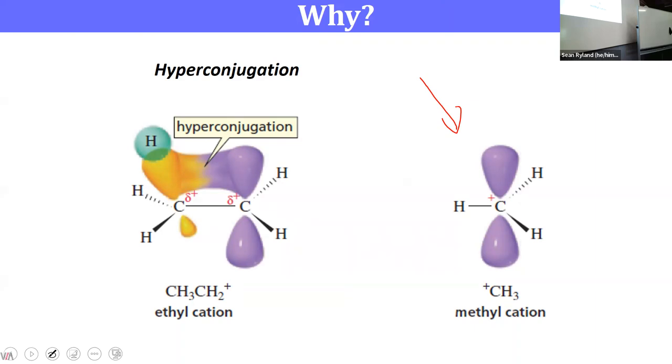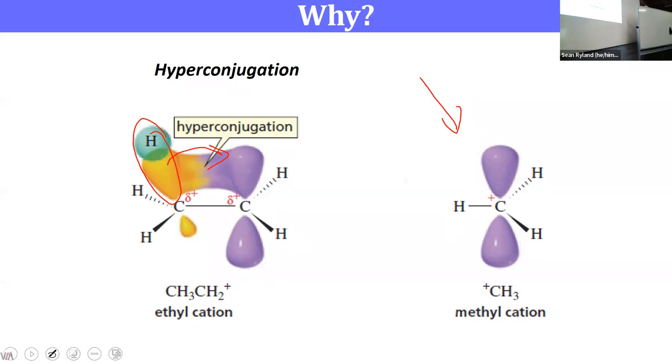If you surround that empty p orbital with other carbon-hydrogen bonds, or even just any other tetrahedral carbons around it, those tetrahedral carbons have these sigma bonds that can sort of donate electron density over to that empty orbital. They don't do it 100%. This is part of the mechanism for how elimination reactions happen, right?